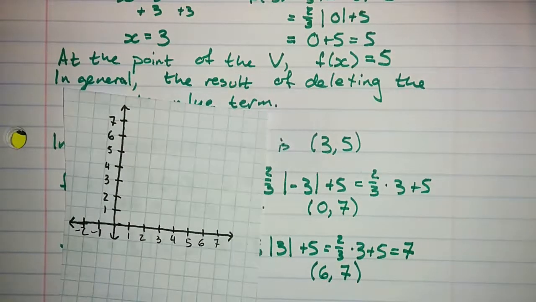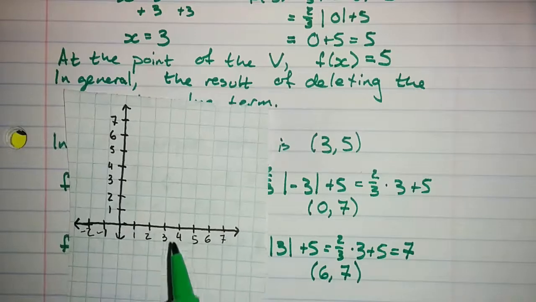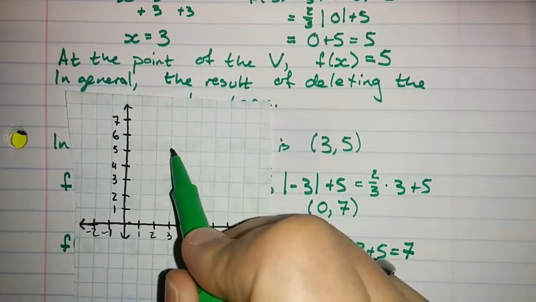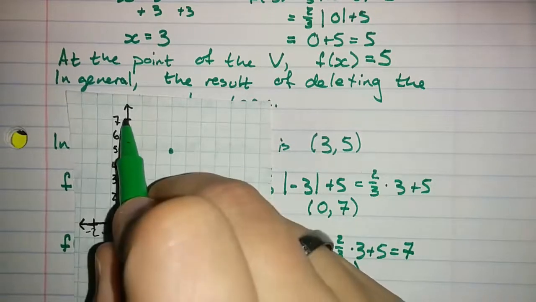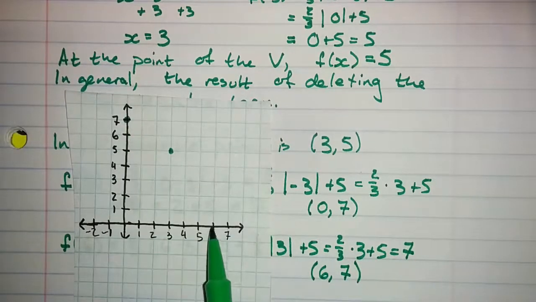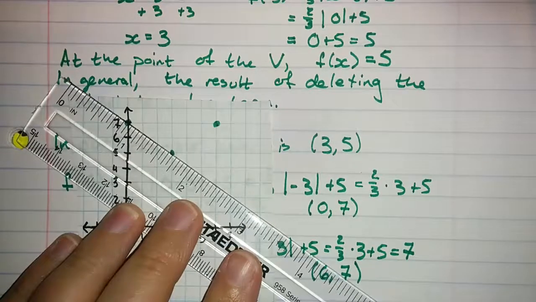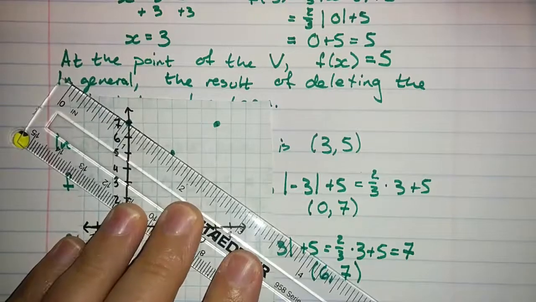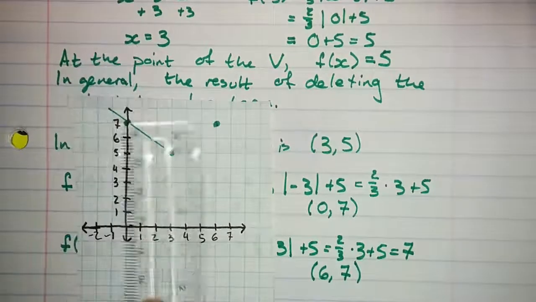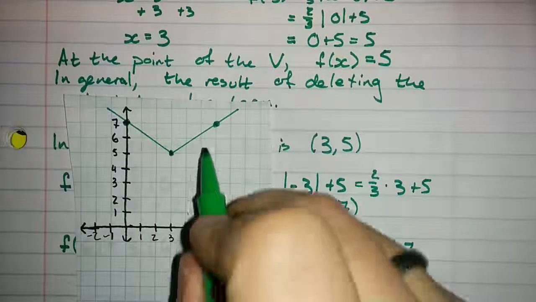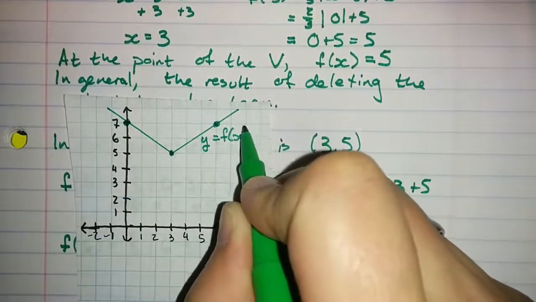I can plot my points now. I found 3, 5. That was my point. 0, 7, and 6, 7. Now I'm ready to take my ruler and draw, making sure I don't extend my lines at all beyond this V point, of course. And there it is, my graph of y equals f of x.